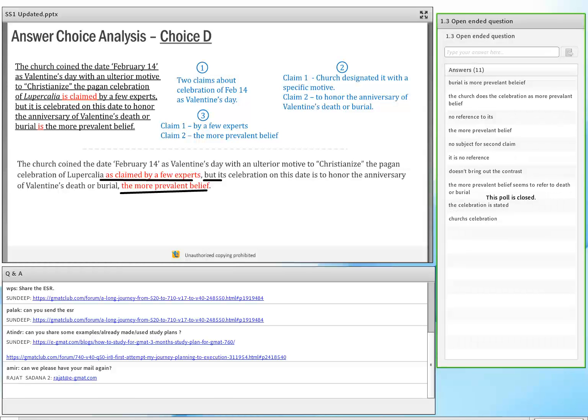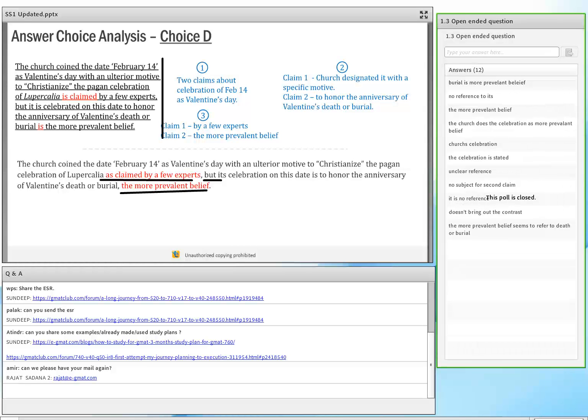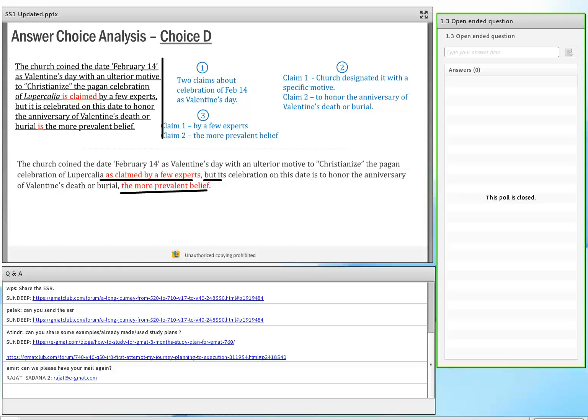Let's talk about this. In the original sentence, and you have the original sentence over here, does the author have an opinion in the original sentence? Can you look at this again? No. Does the author have an opinion in choice D? The church coined the date as claimed by the few experts, but its celebration is. The author has an opinion in choice D.